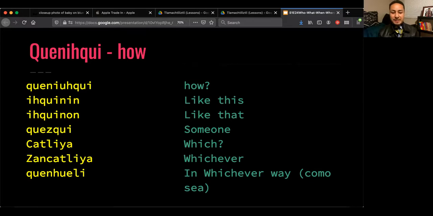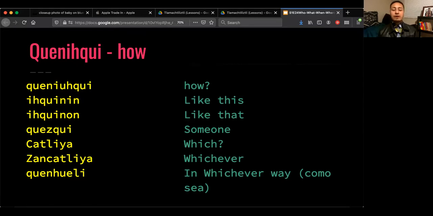Queniuhqui. Okay. This word queniuhqui, it means how. And you've seen it many times. So that's the question, how. But actually, this word queniuhqui, it's really an addition of two words. The word ken, which means how, and ihki. Ihki means like this. So I actually have it right there, ihkin, ihkinin and ihkinon. So really, when we say it in our variety, we're literally saying like how like this.